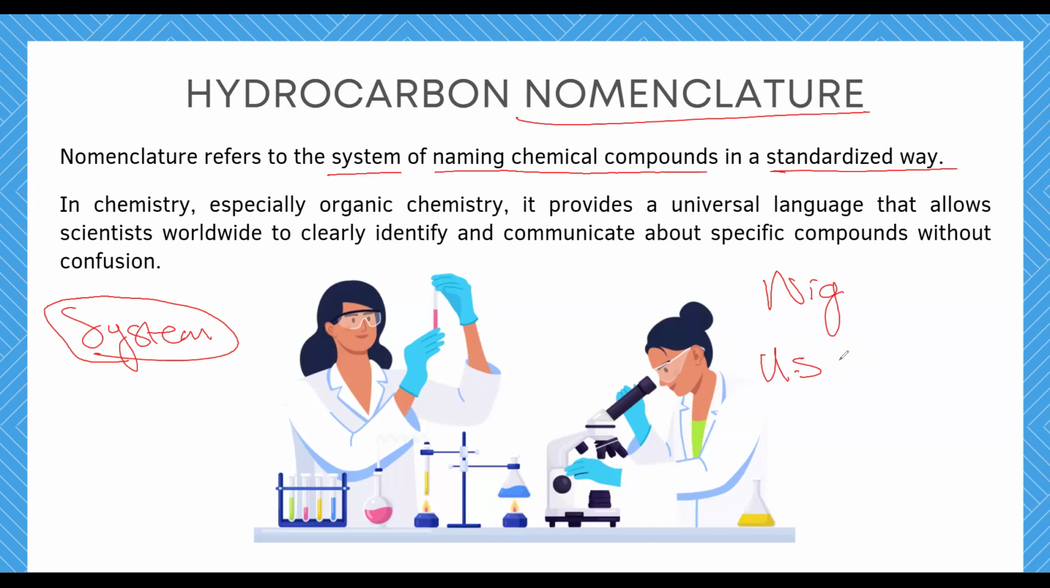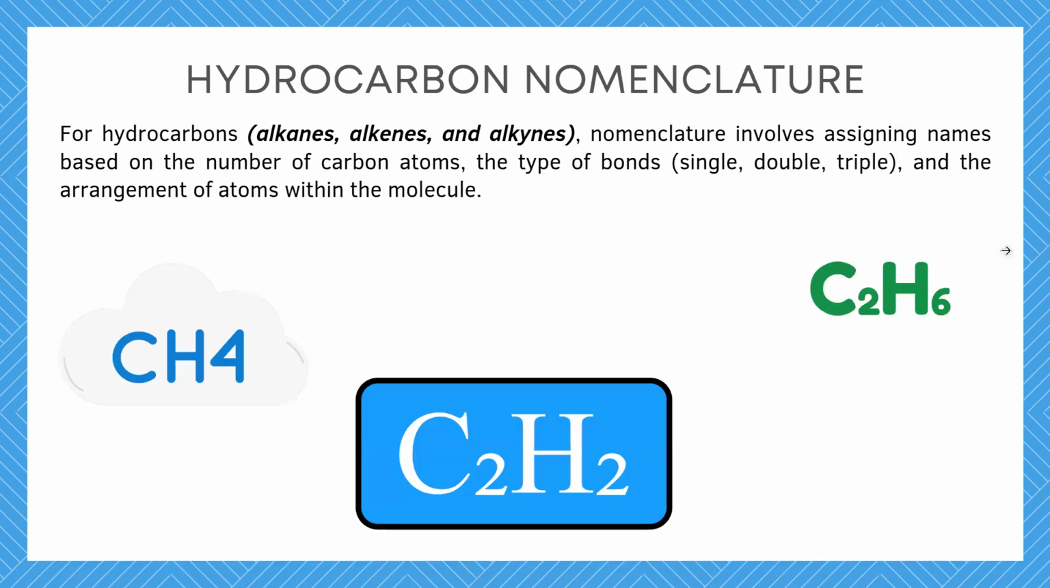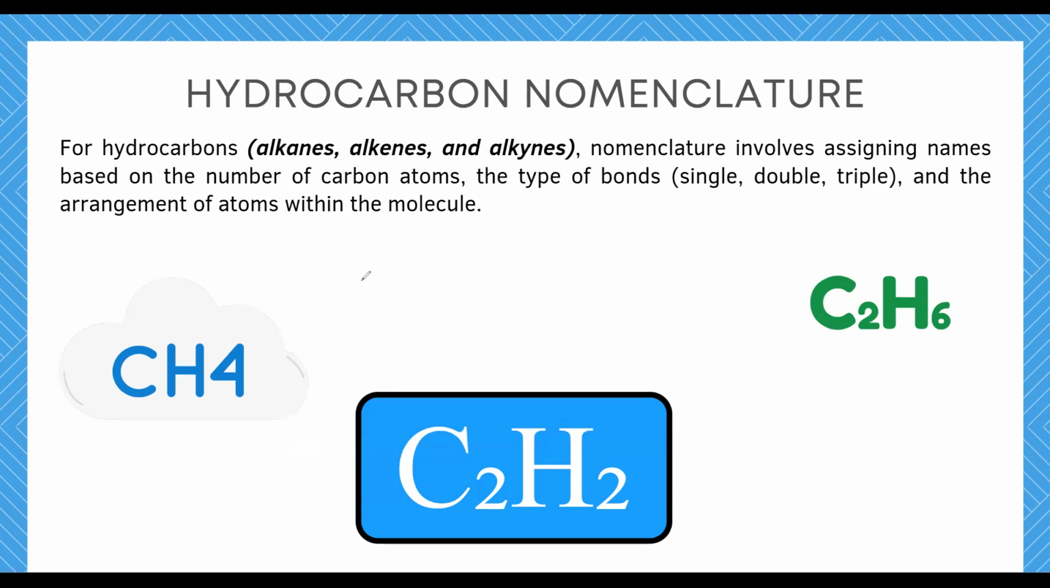Why? Because there is a universal system that applies to all locations through which we name organic compounds. So in chemistry, especially organic chemistry, it provides a universal language that allows scientists worldwide to clearly identify and communicate about specific compounds without confusion. That is the importance of the nomenclature system. So for hydrocarbons, I have in brackets alkanes, alkenes, and alkynes. We're going to be seeing what they are, so I don't want you to get confused. All right?